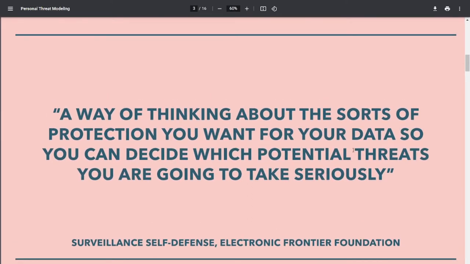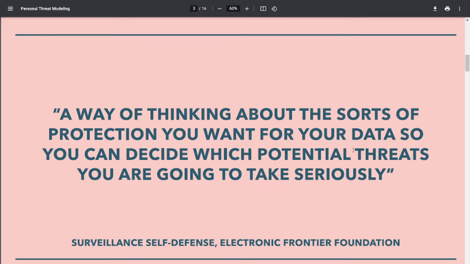So I'm going to start with a definition of threat model from the Electronic Frontier Foundation. I think DCA64 is affiliated in some way. We are. We're part of the Electronic Frontier Alliance. All right, so I thought it was appropriate. But I will read this word for word. I won't do that with every slide.